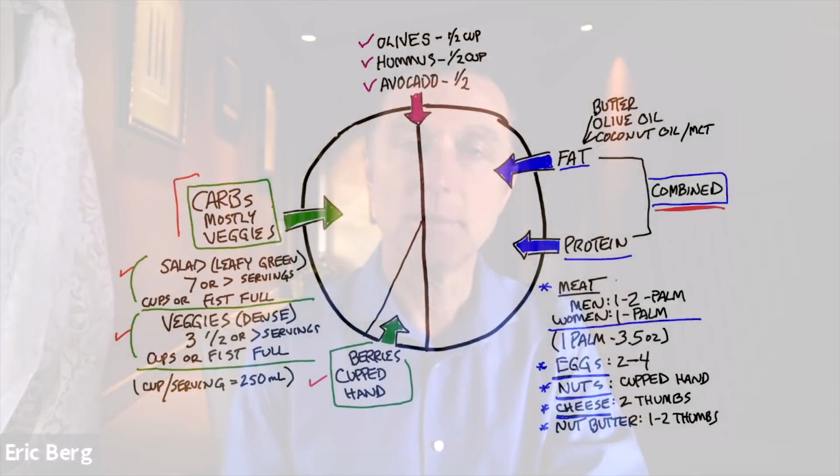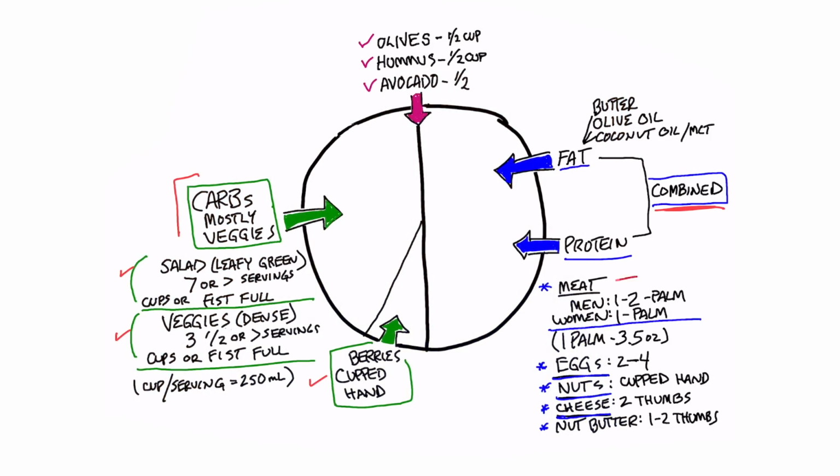Now realize this is a generalization. So if you're a large young person with a fast metabolism, maybe it's a little bit more. Okay, so you really have to judge and figure out what's right for you. Okay, so that would be your protein. Or let's say you get your protein from eggs. That would be between 2 and 4 eggs for that meal.